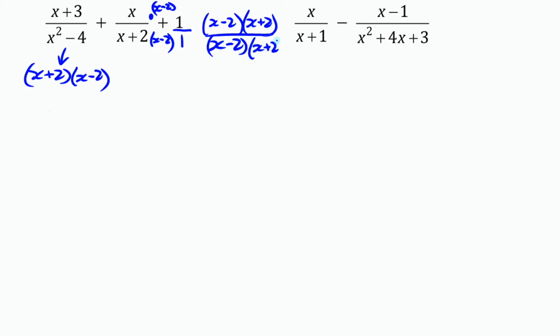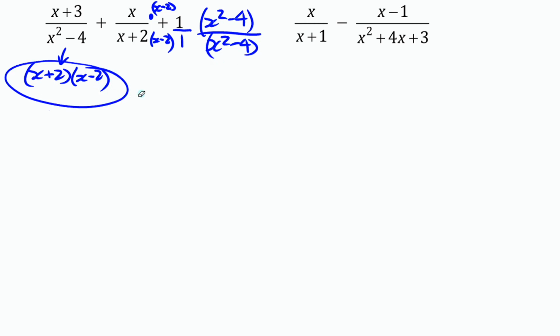But now that I've already written it out, this might seem silly, but instead what I'm going to write is, since I know that that's what it is multiplied out, just to keep things shorter, I'm going to just say I'm multiplying this by x squared minus 4 over x squared minus 4, because that's what that is. My common denominator is x plus 2, x minus 2, or in other words, x squared minus 4. So I'm going to leave this one like this. I'm going to multiply this out and see what I get.